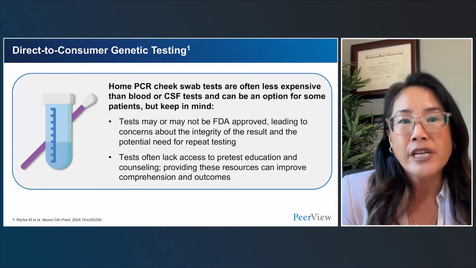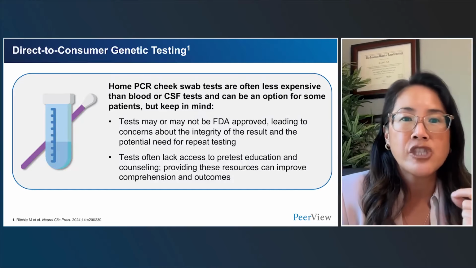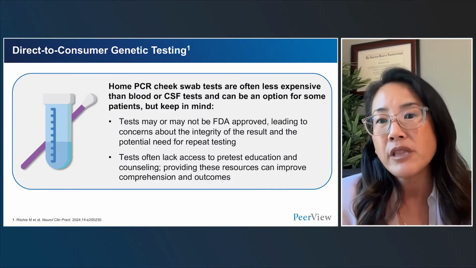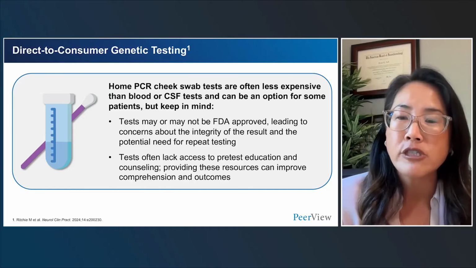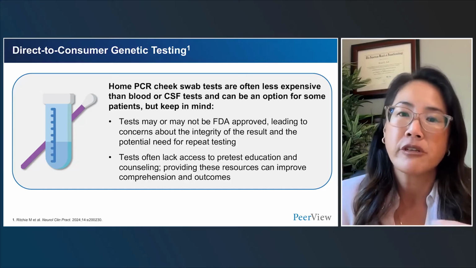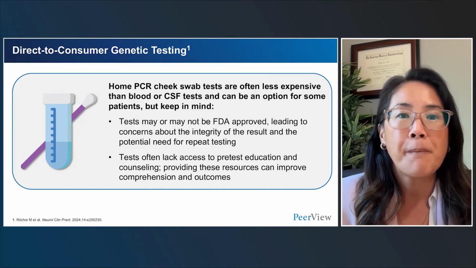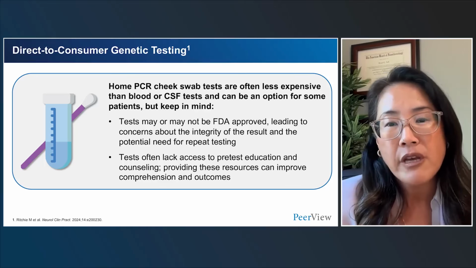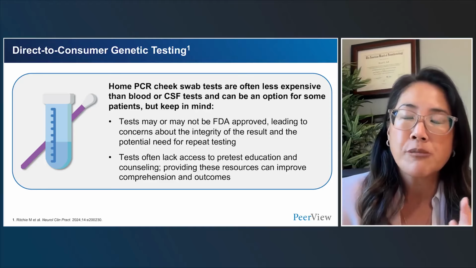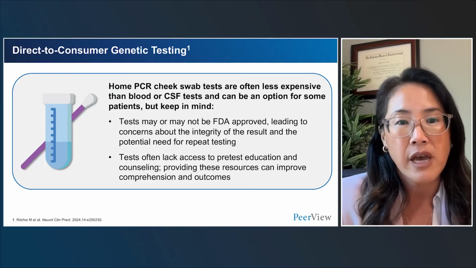Now, there are direct-to-consumer genetic testing. So these are home PCR cheek swabs that can often be less expensive than the blood or spinal fluid testing and may be an option for some patients, but there are some certain factors that we do need to think about. So some of these tests may not be FDA approved, so we may have some concerns about the result integrity and potentially even repeating the test.